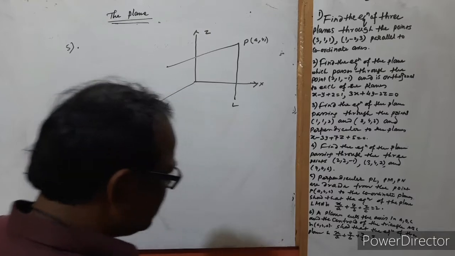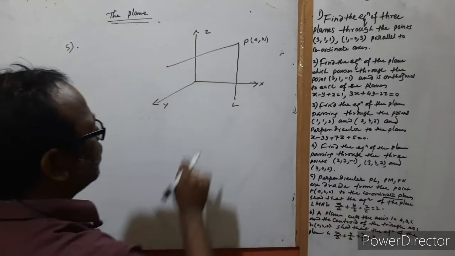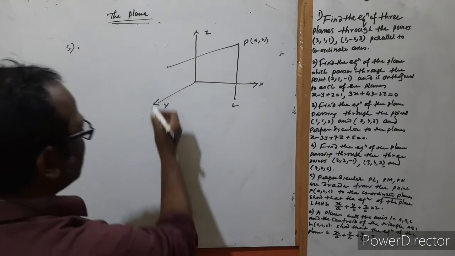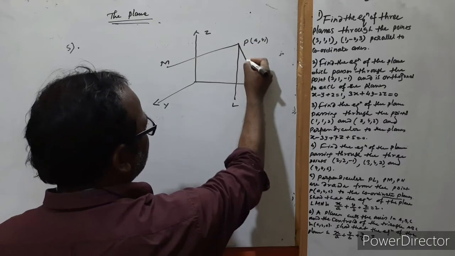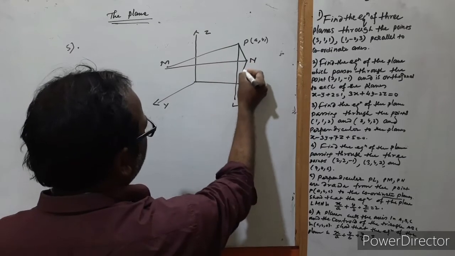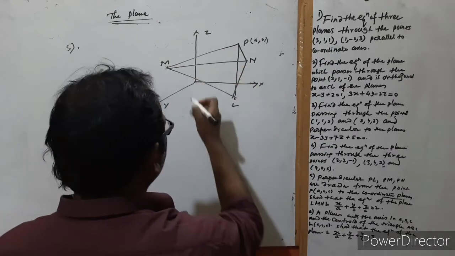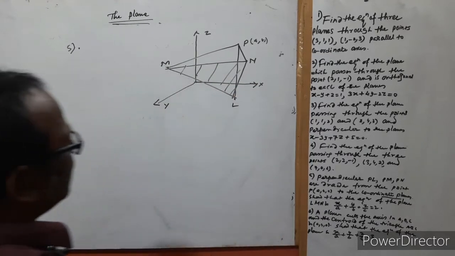This is the x-axis. No, this is the coordinate plane. So that's why you draw a normal to the coordinate plane. Now this is PL, PM, and PN, and on the XZ plane, this is LMN. Now we have to find the equation of the plane LMN.